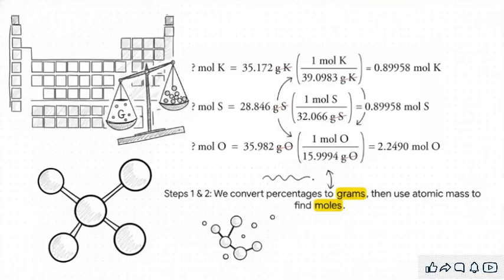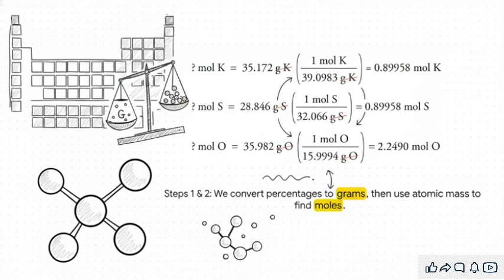All right, let's run the numbers. Step 1 is super easy. We just assume we have 100-gram samples, so the percentages just turn into grams. Easy. For step 2, we've got to convert those grams into moles. We do that by dividing by each element's atomic mass. You can just look that up on a periodic table.